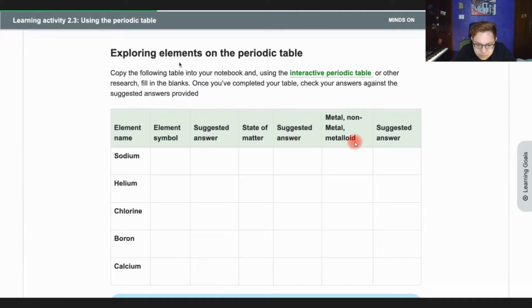Exploring elements on the periodic table. Copy the following table into your notebook and use the interactive periodic table, or other research, to fill in the blanks. Once you complete your table, check your answers against the suggested answers provided.